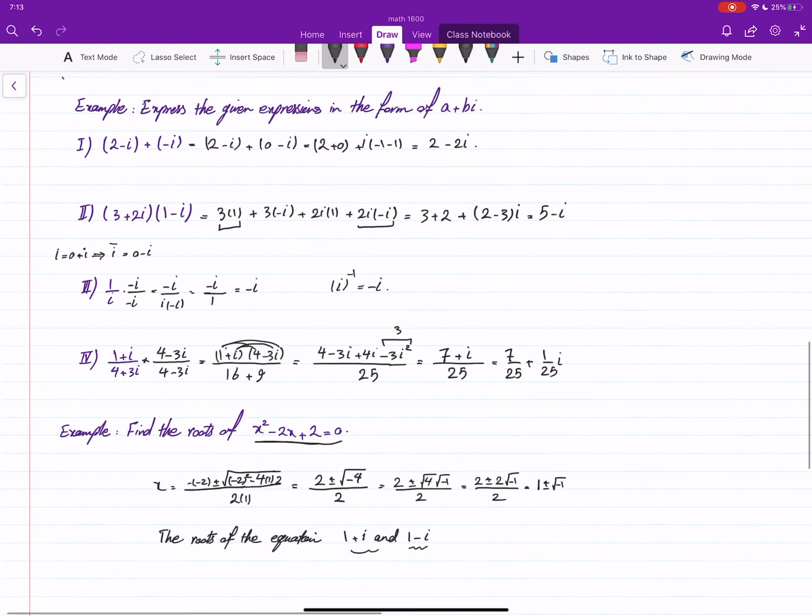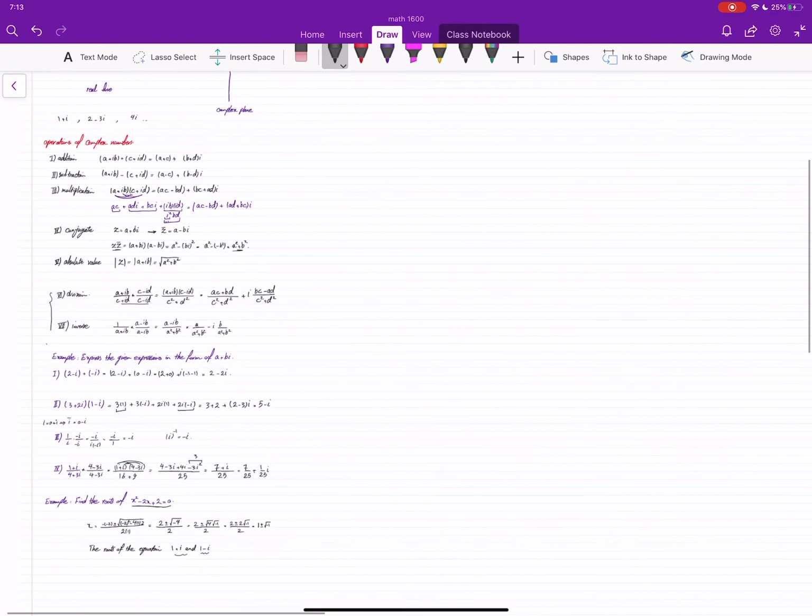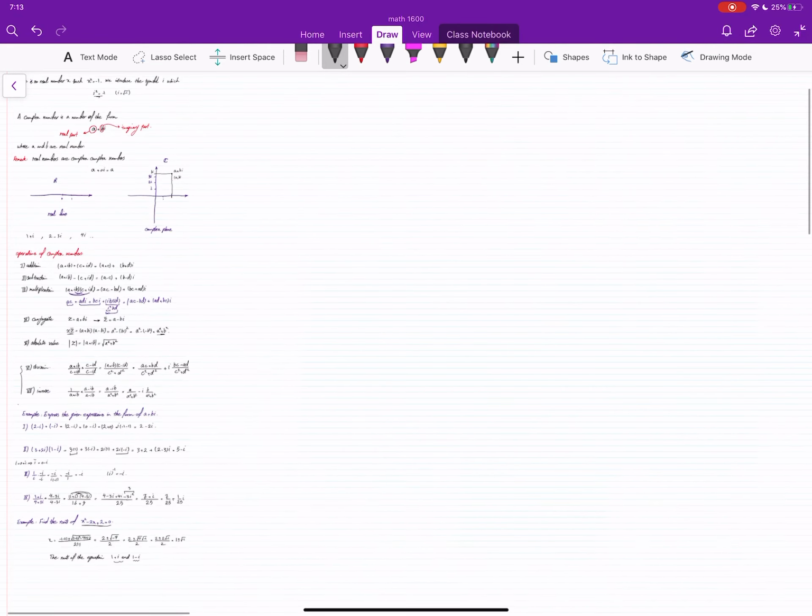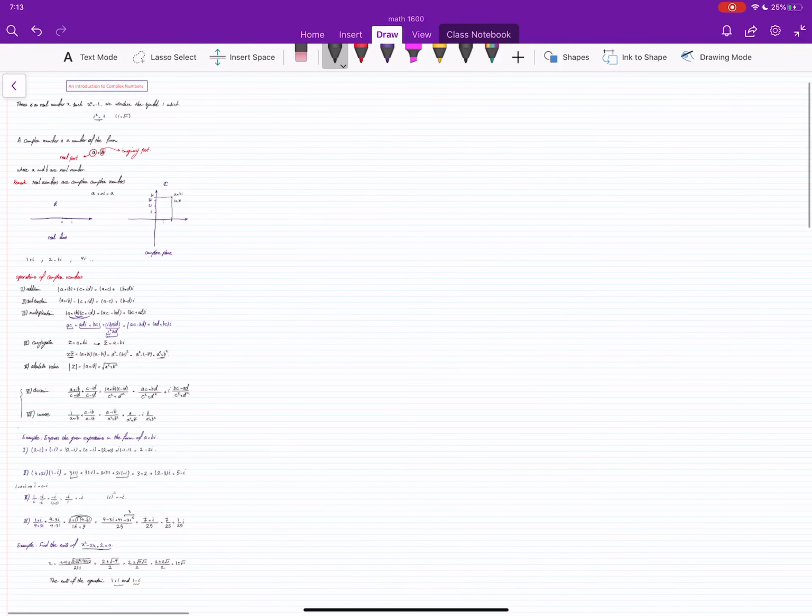Okay, so this was just an introduction for complex numbers. You have to know how to multiply, add, divide, find conjugate, absolute value, and so on for complex numbers.